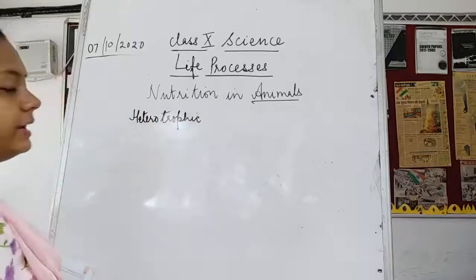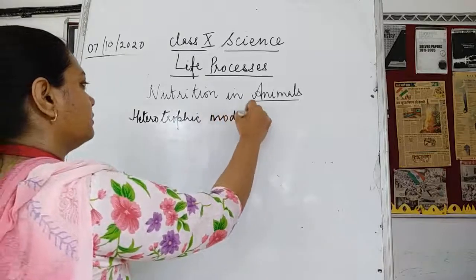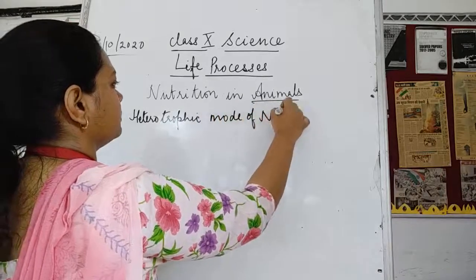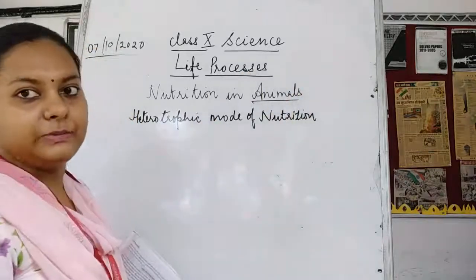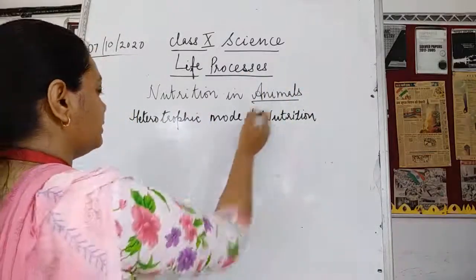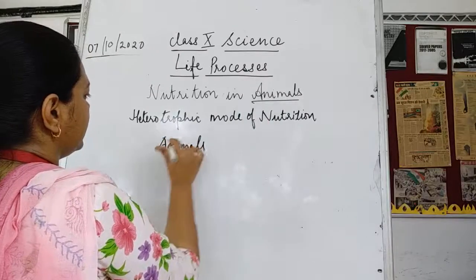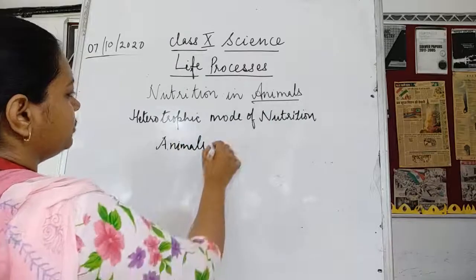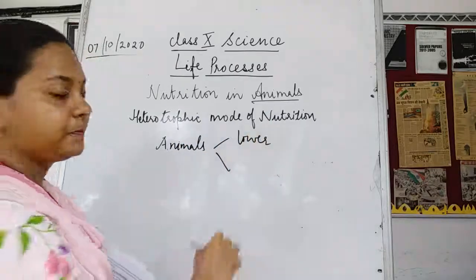Okay, they undergo heterotrophic mode of nutrition. Now children, if animals we are talking about, so here animals could be of two types. Animals could be of two types. One could be the lower animal and the other could be the higher animal.